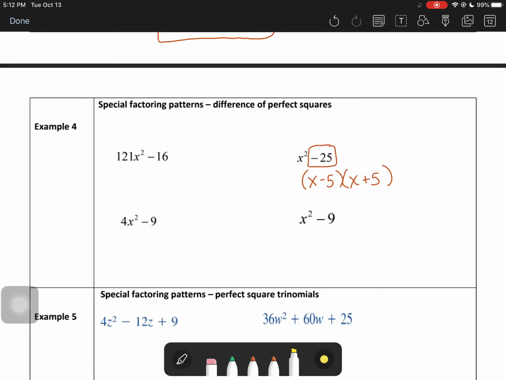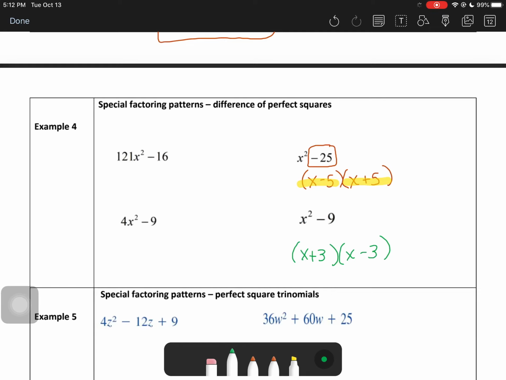If you recall, the difference of squares are the exact same binomial, but one of them is positive and one of them is negative. So when we do x squared minus 9, we have x plus 3 and x minus 3.